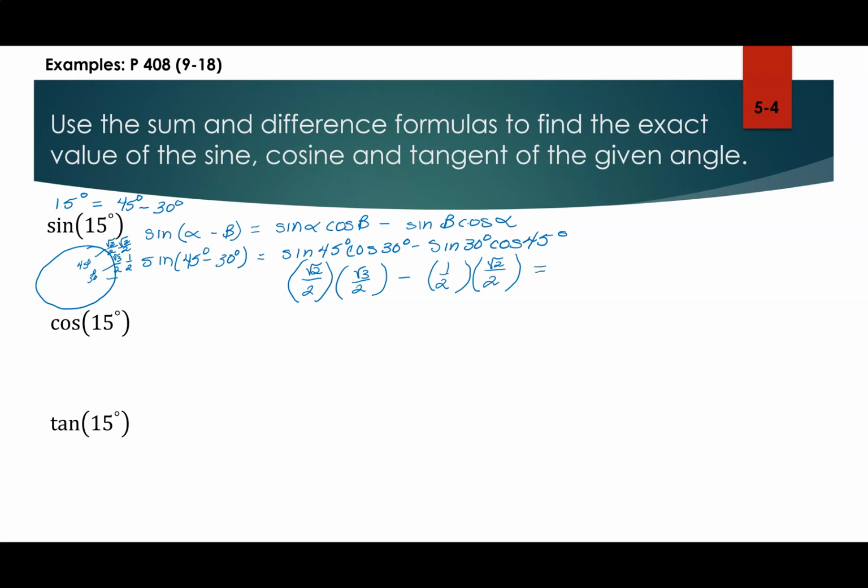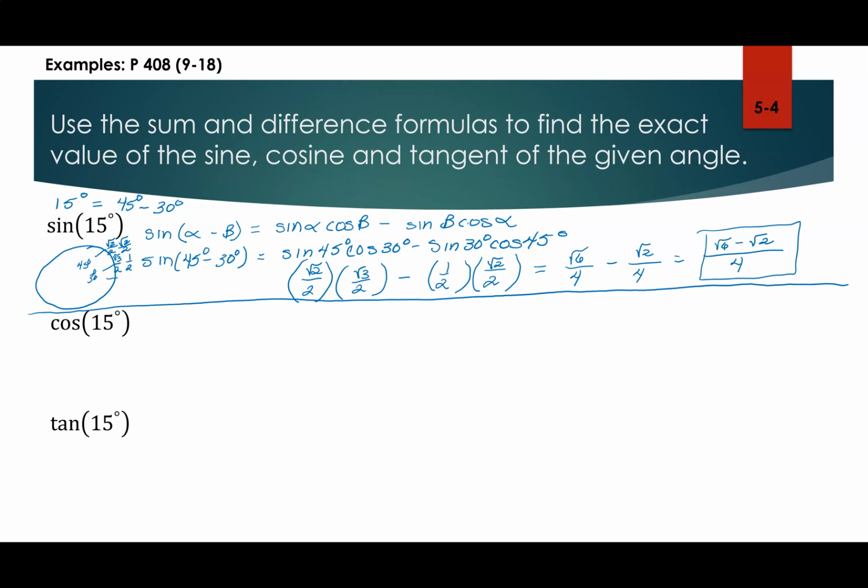Now, multiplying square root of 2 times square root of 3, square root of 6, 2 times 2, 4, minus 1 times square root of 2, 2 times 2, 4. Adding and subtracting radicals, remember, treat your radicals like variables. Root 6 minus root 2, we keep them separate. It's like a separate x minus y, and then they're both over 4. And that's our final answer for sine of 15.